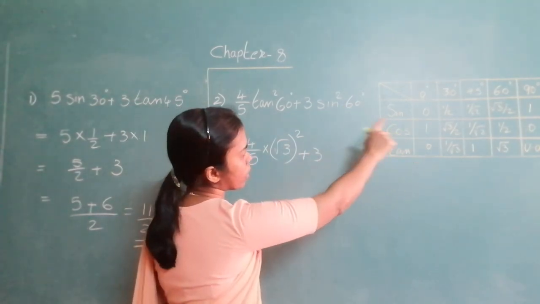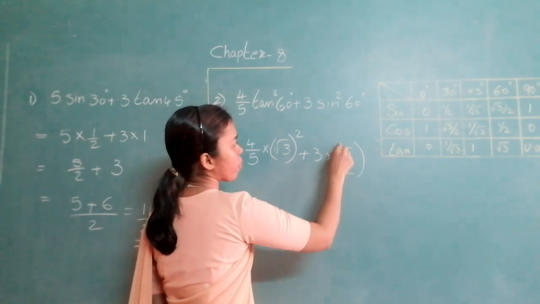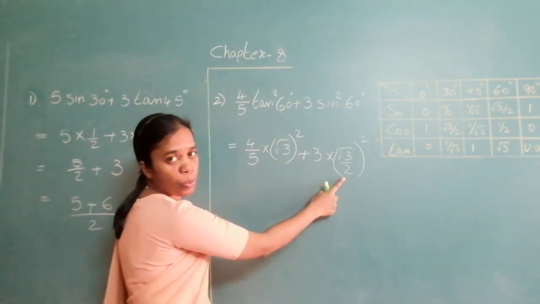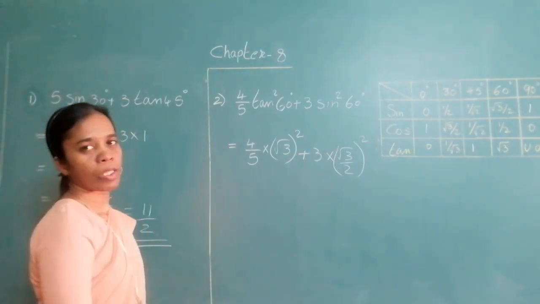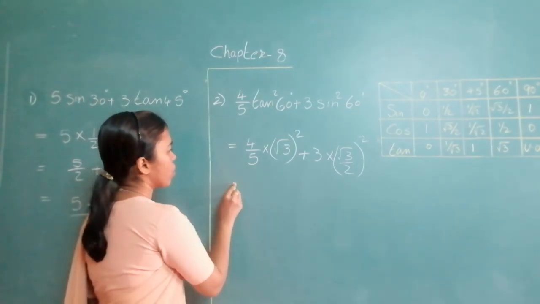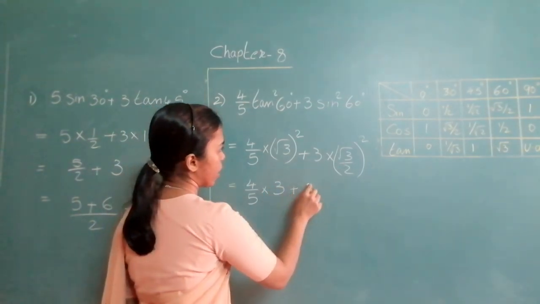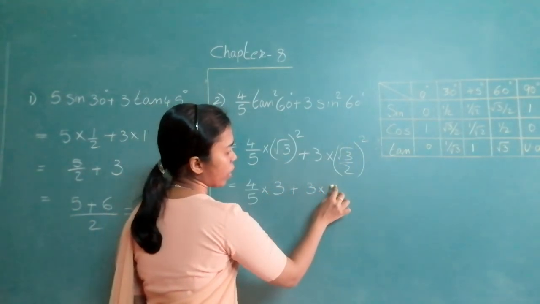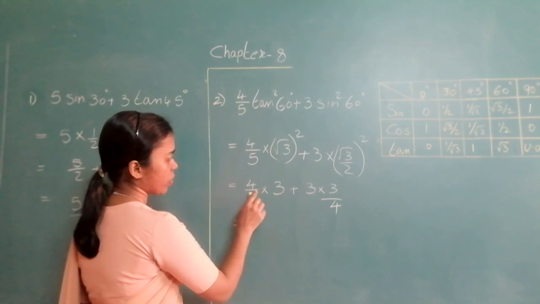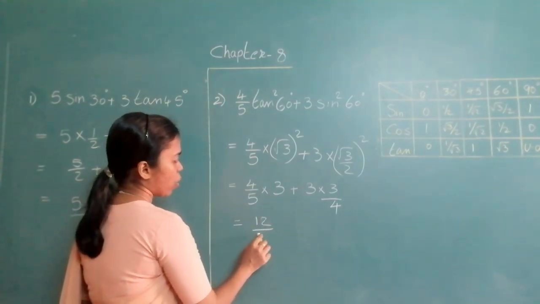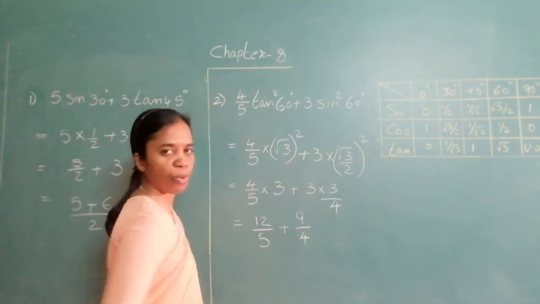Now what is sin 60? Sin 60 is again root 3 upon 2. Again square, so it is a whole square. Please take note of it. Whenever you have a square, first write the value and then square it. Okay. This is equal to 4 upon 5, root 3 square is 3, plus 3 into root 3 square is 3 upon 2 square is 4. That is equal to, this is multiplication, so you will have 12 upon 5 plus 9 upon 4.